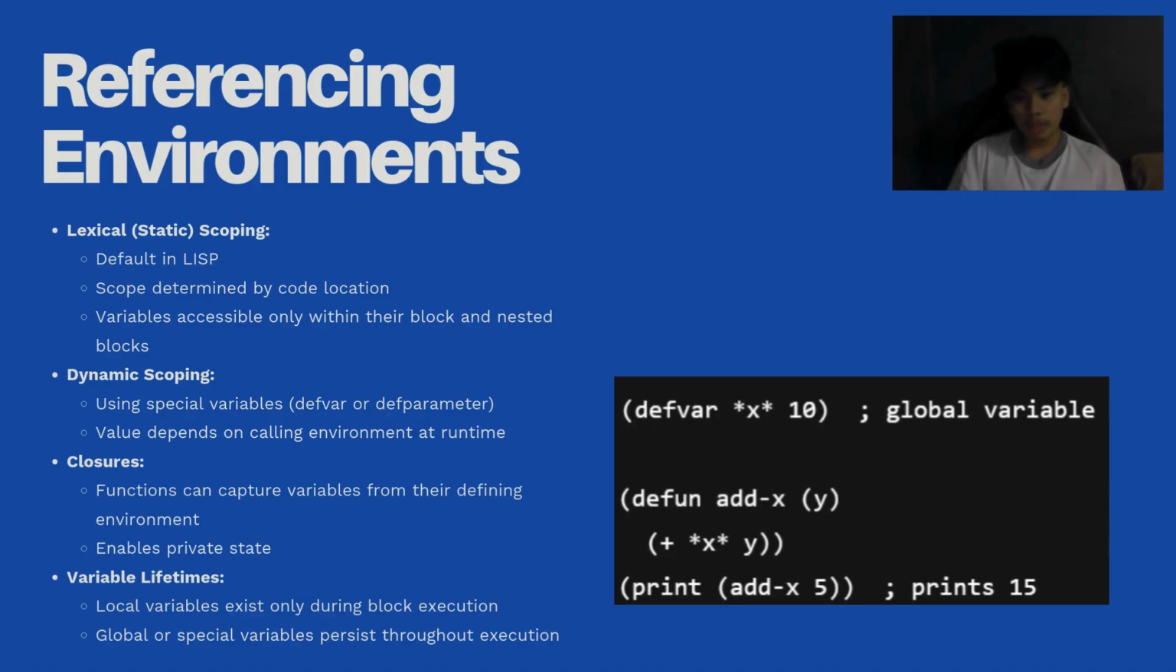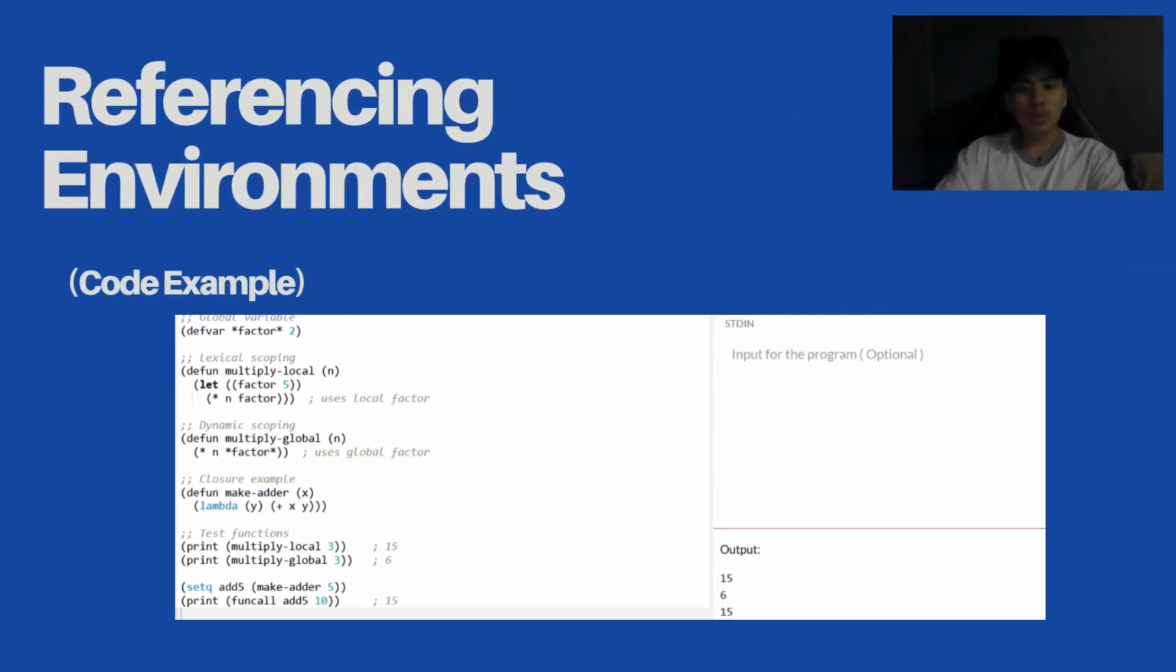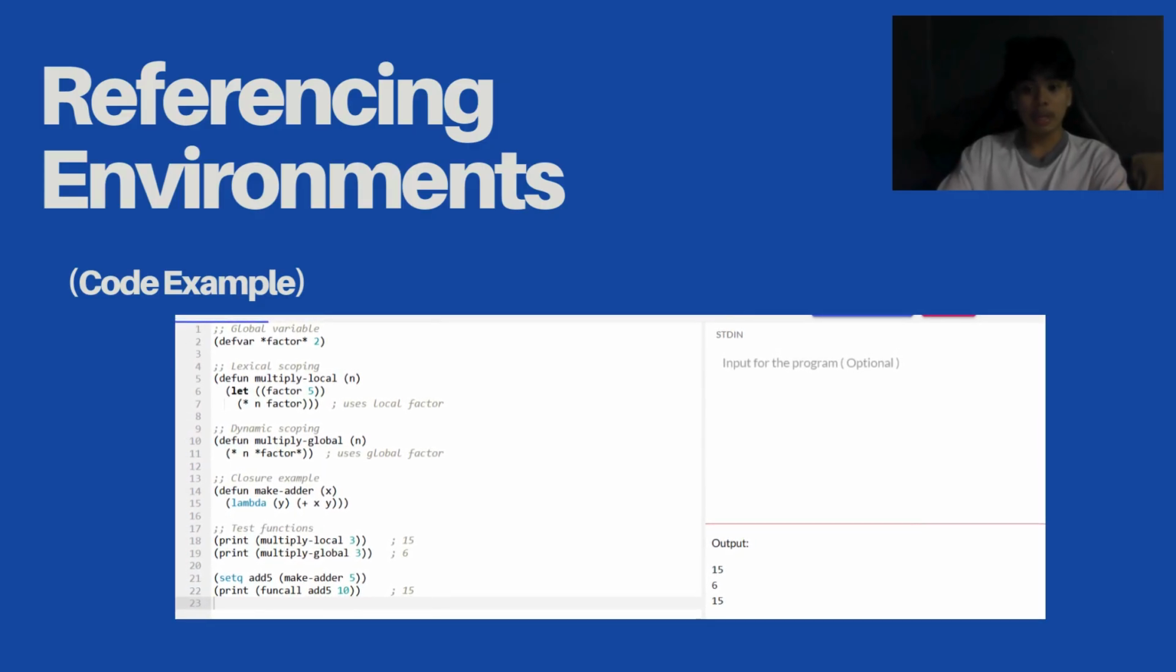So for example here, x is a global variable used in add-x. This illustrates how Lisp resolves variables in different environments. In this code, we see how Lisp handles lexical versus dynamic scoping. Multiply-local uses a let binding, so factor is local, demonstrating lexical scoping. Multiply-global uses factor, showing dynamic global scoping.